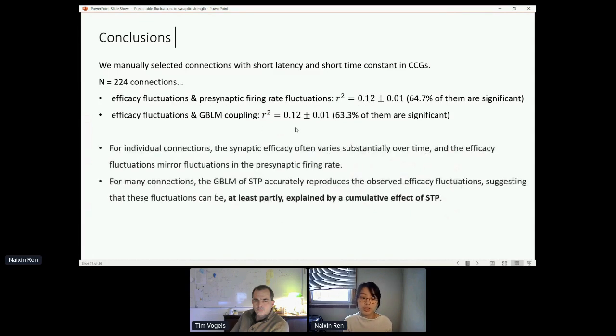So as our conclusion, we found that for individual connections, the synaptic efficacy often varies substantially over time, and the efficacy fluctuations mirror fluctuations in the presynaptic firing rate. And for many connections, we found that the GBLM of STP can accurately reproduce the observed efficacy fluctuations, and this suggests that these fluctuations can be at least partly explained by a cumulative effect of STP.